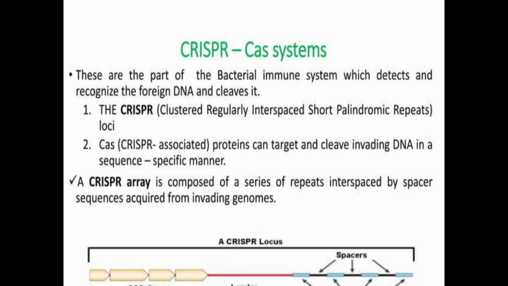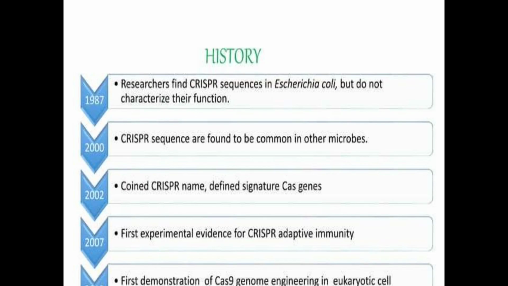A CRISPR array is composed of a series of repeats interspaced by spacer sequences acquired from the invading genome. Here is the history related to our CRISPR-Cas9 sequence. It was identified in E. coli bacteria in 1987, but its function was not characterized. Then in the 2000s, there was a breakthrough. The CRISPR sequence was found to be common in other microbes also, and they coined the term CRISPR during 2002, defined the signature of the Cas genes, and the first experimental evidence of CRISPR adaptive immunity was given, and later they demonstrated the engineering process of the eukaryotic cell by this CRISPR.